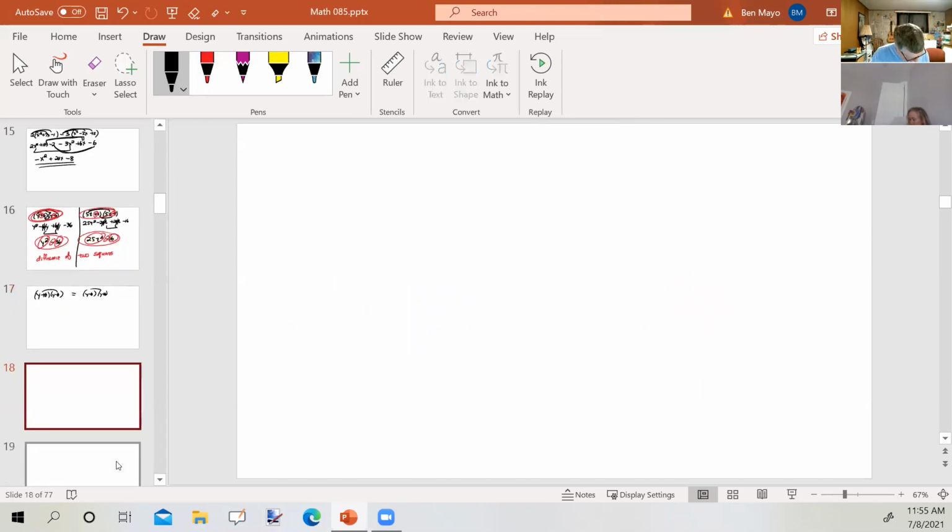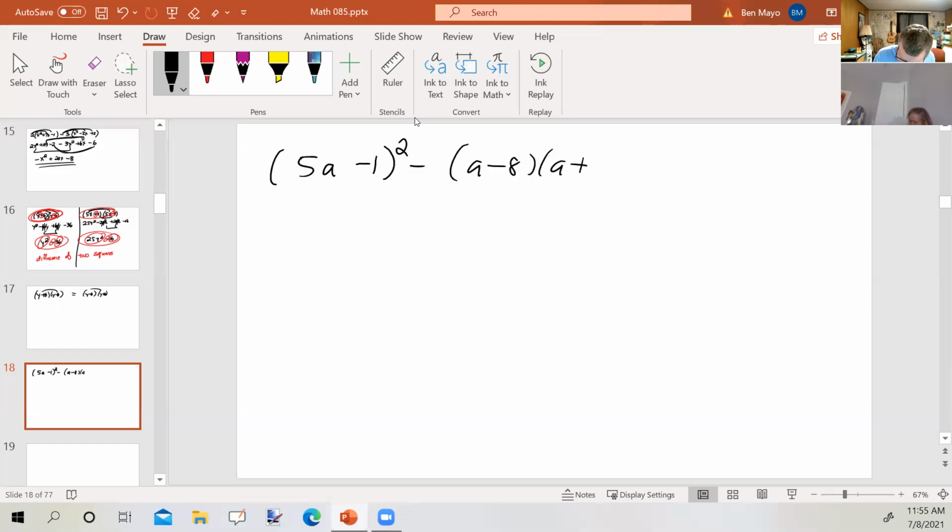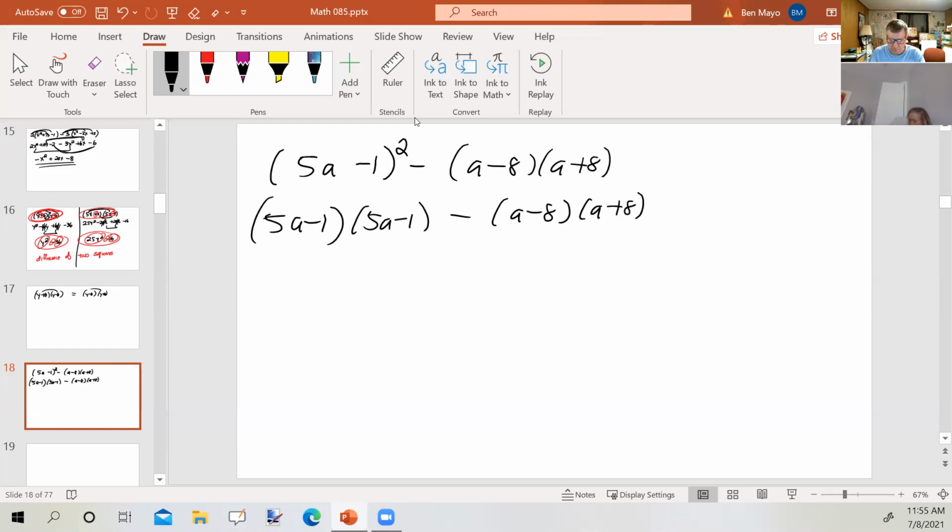Okay, now let's take a look at this problem. 5a minus 1 quantity squared minus the quantity a minus 8 times a plus 8. All right, we need to be very careful. First of all, 5a minus 1, the quantity squared, is 5a minus 1 times 5a minus 1. And then we've got minus the quantity a minus 8 times a plus 8. Okay.